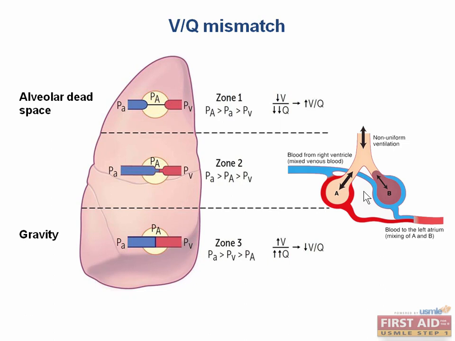Dead space ventilation represents a VQ mismatch approaching infinity. In this instance, there is ventilation but no perfusion. All of this air doesn't flow through a perfused alveolus. So what's a clinical example? Well, a massive pulmonary embolism would be the classic example. In this case, giving the patient 100% oxygen should improve the PO2.